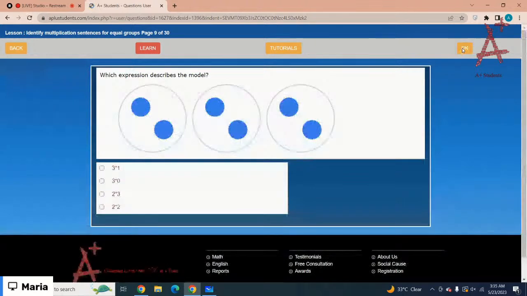Okay, which expression describes the model? Because here you have one, two, three shapes and in each shape you have two dots. So it would be 3 times 2.